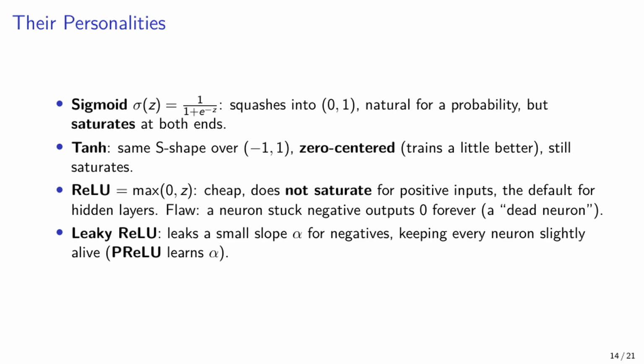Leaky ReLU fixes exactly that. It leaks a small slope on the negative side instead of a flat 0, which keeps every neuron slightly alive. A cousin called PReLU goes further and learns that slope.